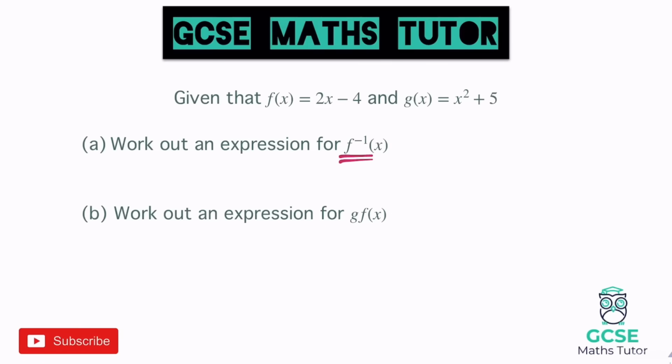There's a nice way of doing this algebraically. We can change that f of x piece there for a letter. I'm going to just change it for the letter y. So y equals 2x minus 4. And I'm just going to rearrange it to make x a subject, which is hopefully quite nice and easy in comparison to the one we looked at earlier.